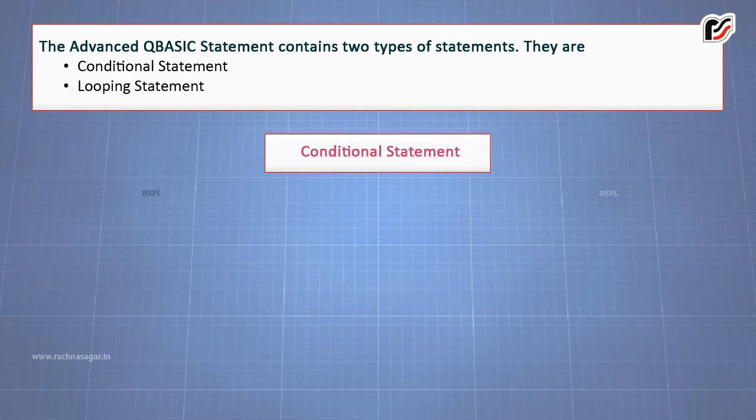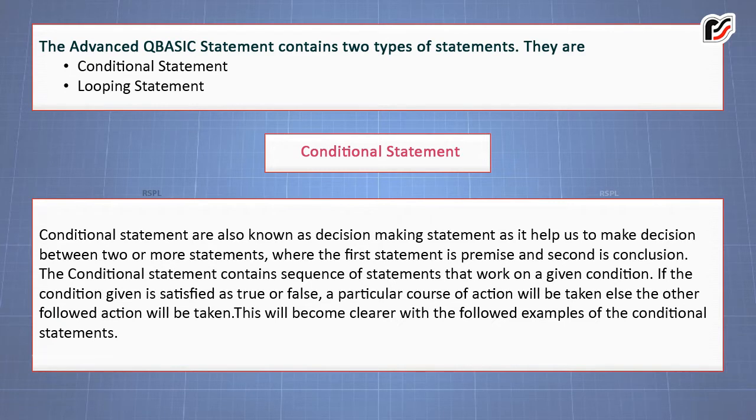Conditional statements. Conditional statements are also known as decision-making statements, as they help us make a decision between two or more statements, where the first statement is the premise and the second is the conclusion. The conditional statement contains a sequence of statements that work on a given condition. If the given condition is satisfied as true or false, a particular course of action will be taken, else the other action will be taken. This will become clearer with the following examples of conditional statements.